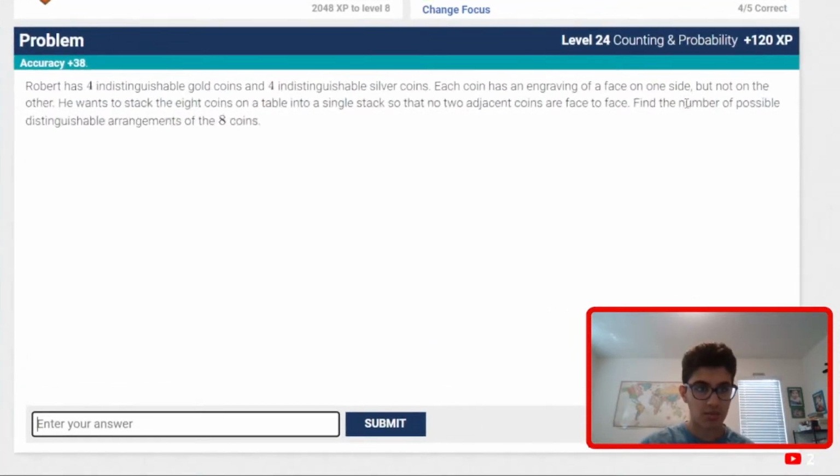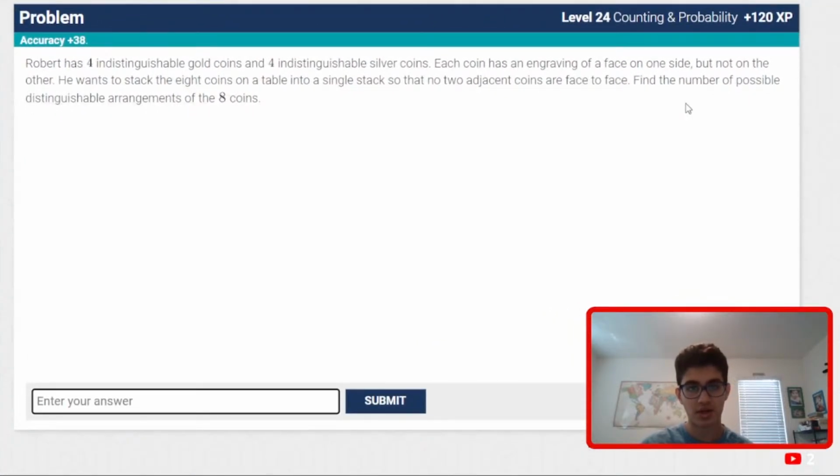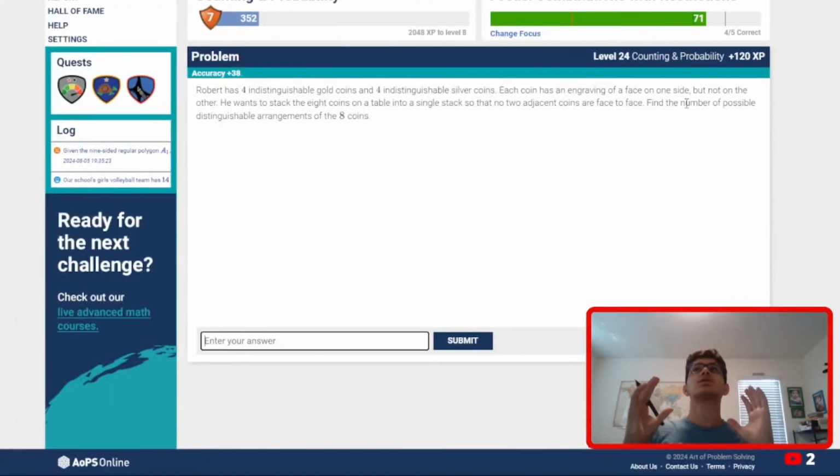Now this one. Robert has four indistinguishable gold coins and four indistinguishable silver coins. No two adjacent coins are face to face. So, okay, first of all, you can either have face, then the tail, then face, face, face, like that. Basically, the ways you could arrange them, just like which coin goes where, is 8 factorial divided by 4 factorial divided by 4 factorial, or just 8 choose 4.